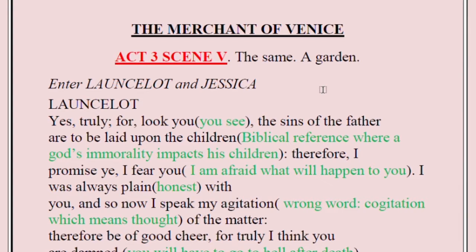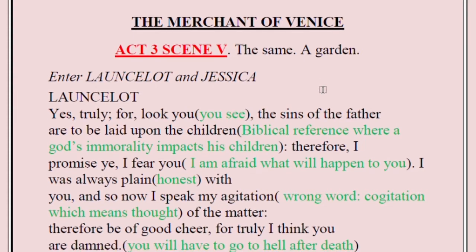You know that Launcelot used to work in whose house? In Shylock's house. Shylock is the father of Jessica, so you can understand that Launcelot and Jessica have a friendly relation with one another. It was Launcelot who gave the love letter to Lorenzo, and so Jessica and Lorenzo could meet and elope. So Launcelot and Jessica are quite like friends.